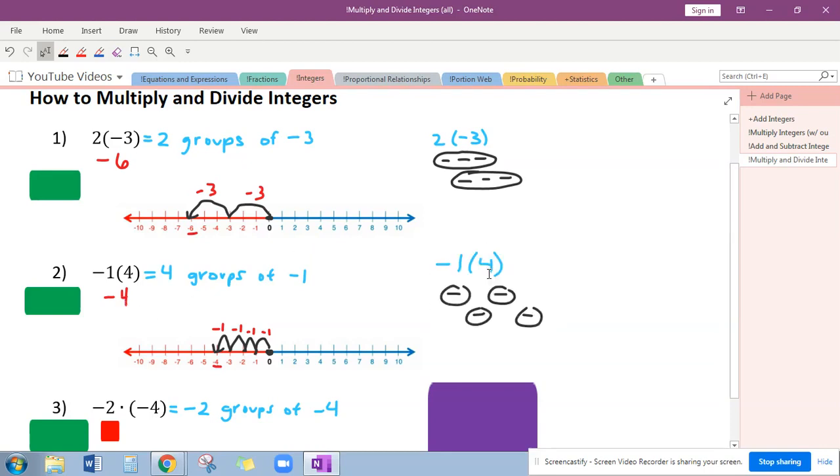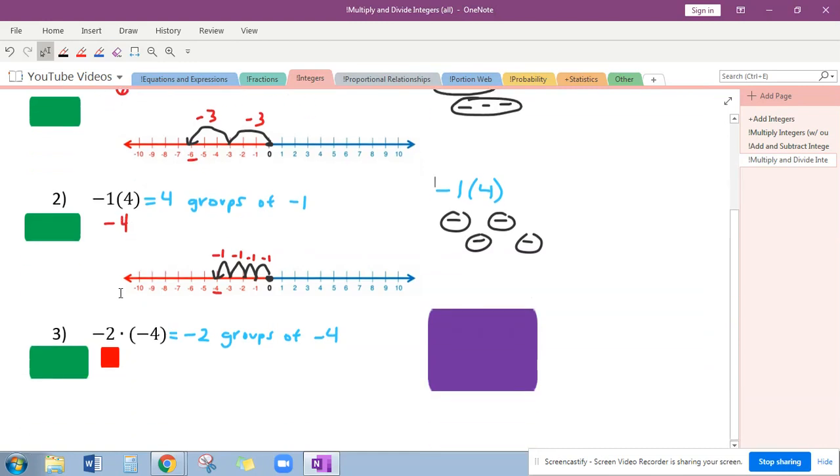Alright, same thing with the units, or with the positives and negatives. I can draw 4 groups of negative 1, and so in total, I would have 4 negatives again. Okay, so this one's negative 2 times negative 4, and this one's a little bit different, so I'm going to think about this. I'm going to ignore this negative out front real quick.